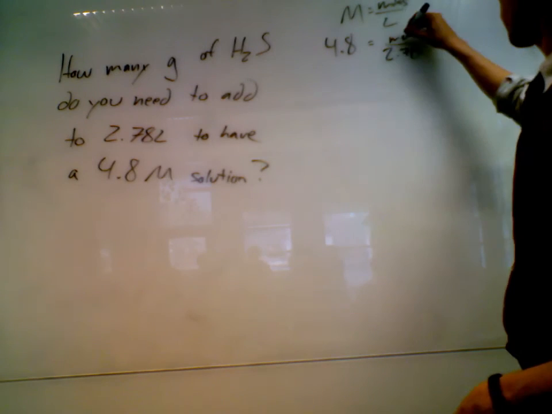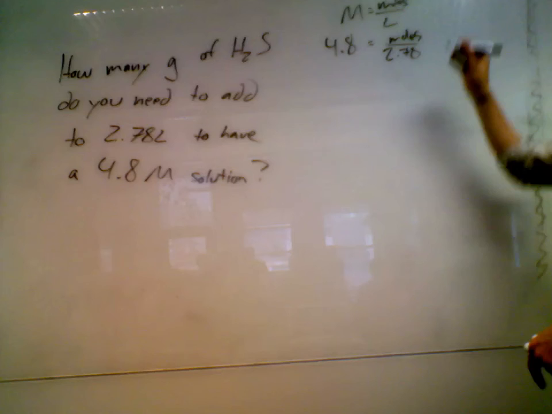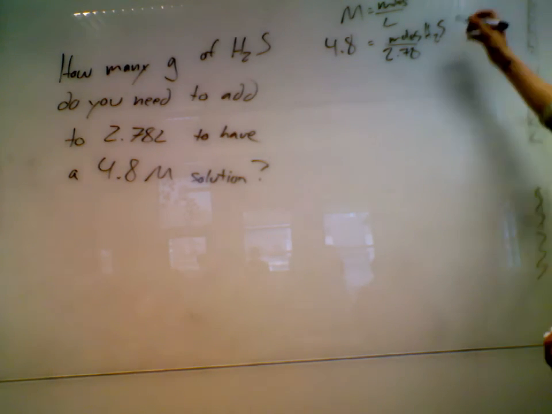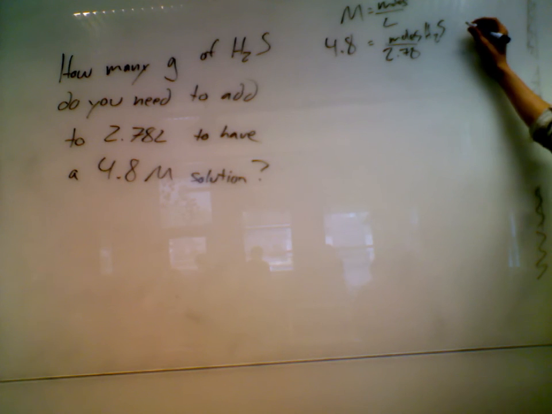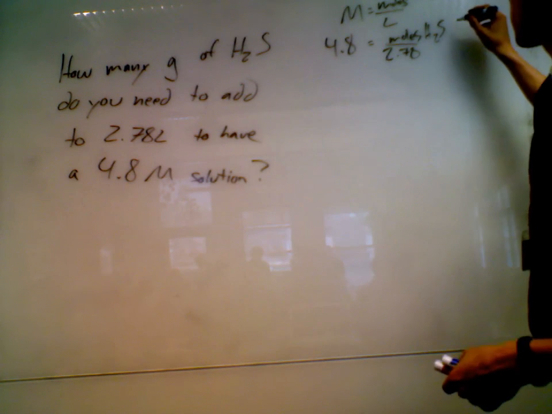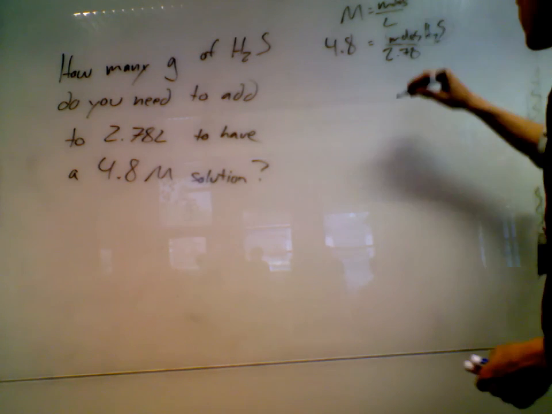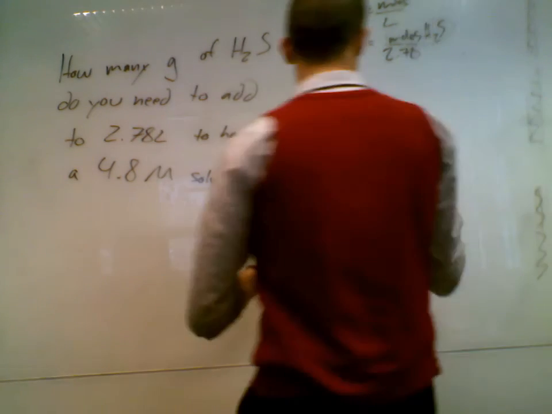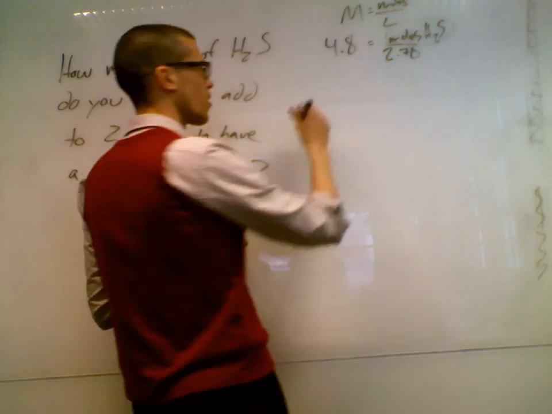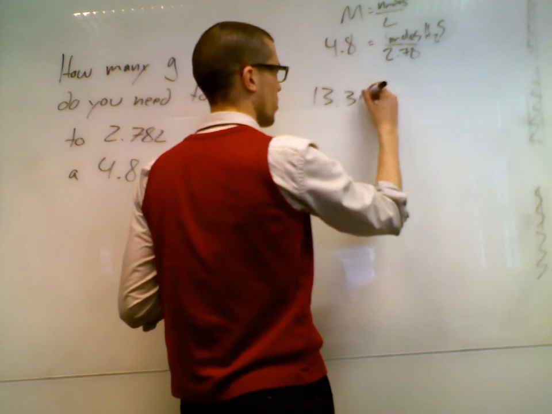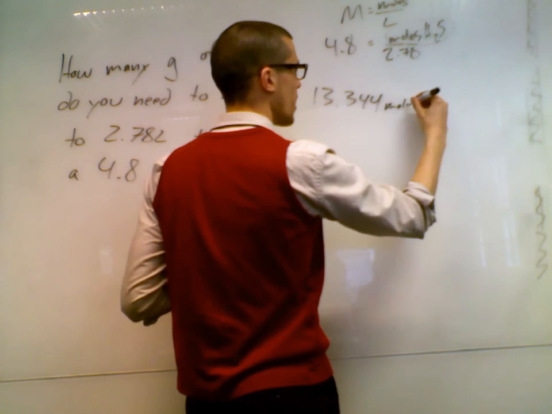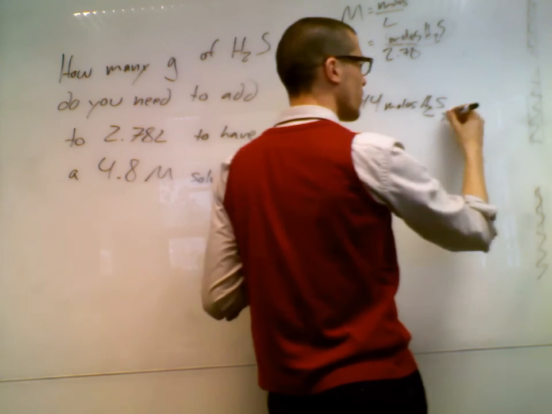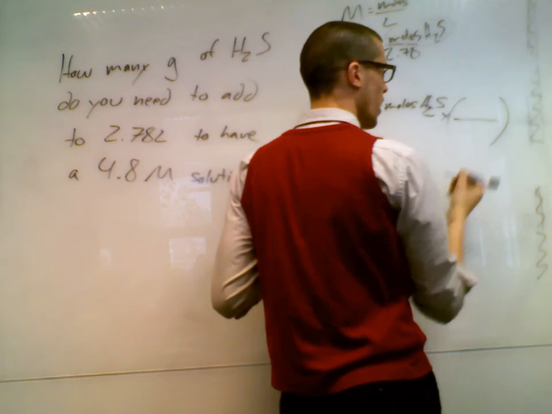We don't know what our moles of H2S are yet. This is just like the problem we did yesterday. So you need to find the moles right here. We multiply 2.78 times 4.8, and we get 13.344. That's the moles of H2S. Now you have to convert this into grams.